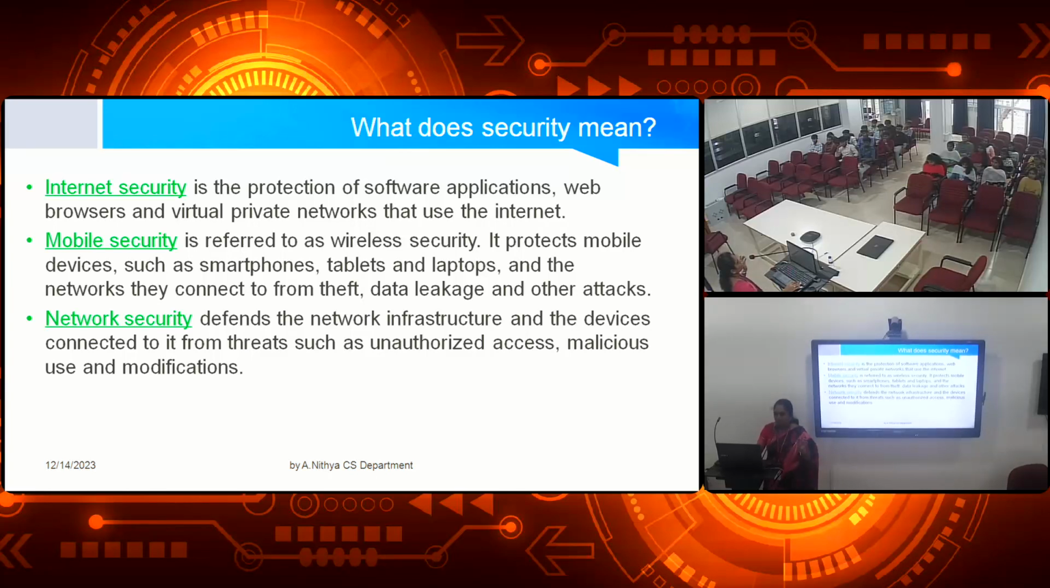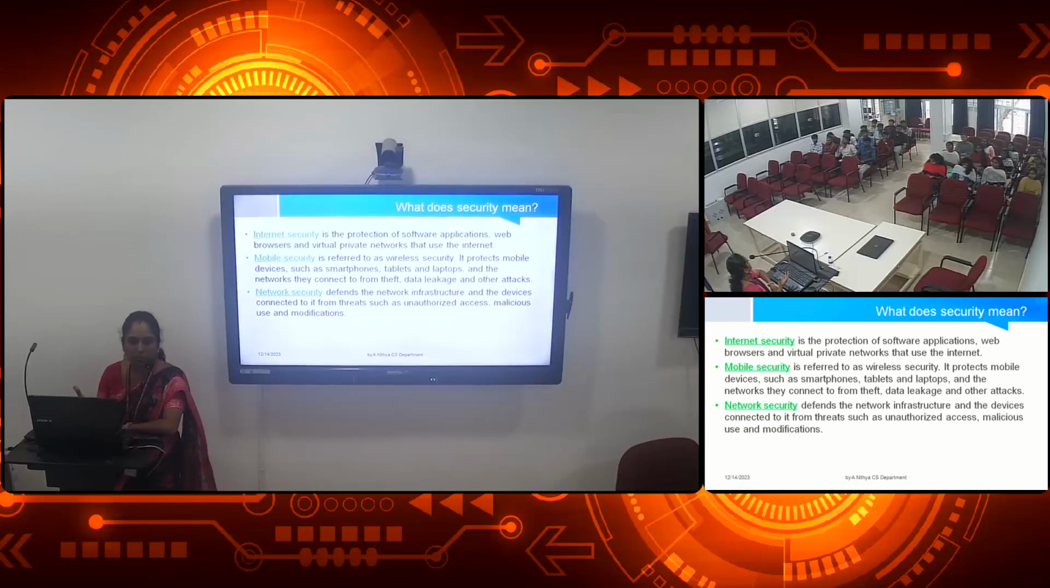So these are all the most important securities nowadays we are having. First one, internet security. From the internet you are downloading so many things. From that, if you want to protect the data, at first you need to install some antivirus software. Likewise you have to use it. That is our first thing, that is internet security. Second one, mobile security. It is referred to as wireless security. So here it protects the mobile devices such as smartphones, tablets and laptops and other consoles.